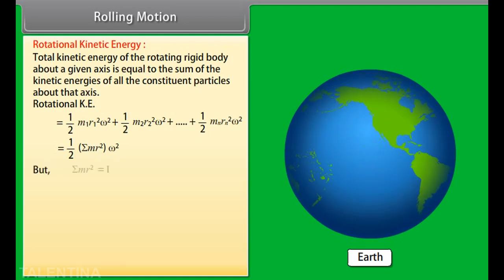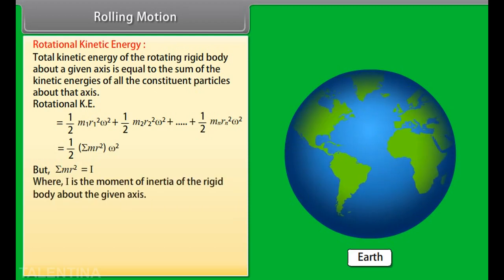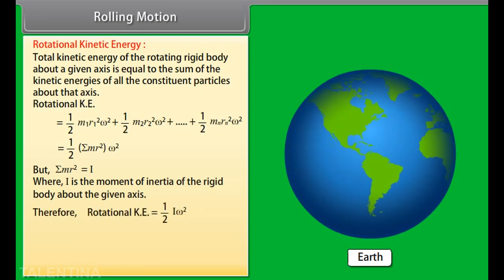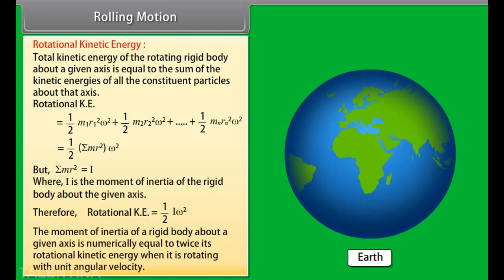But we know that summation of m r square is equal to the moment of inertia of the rigid body about the given axis. Therefore, rotational kinetic energy is equal to half I omega square. The moment of inertia of a rigid body about a given axis is numerically equal to twice its rotational kinetic energy when it is rotating with unit angular velocity.